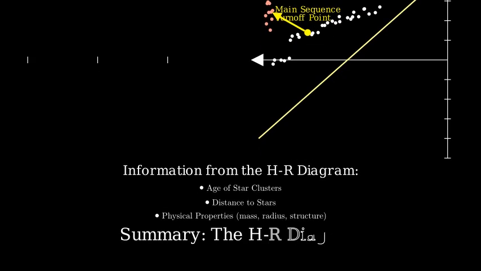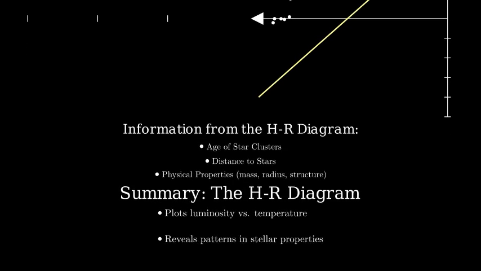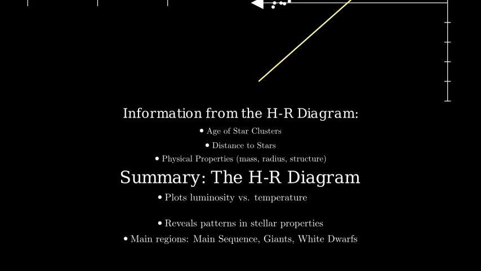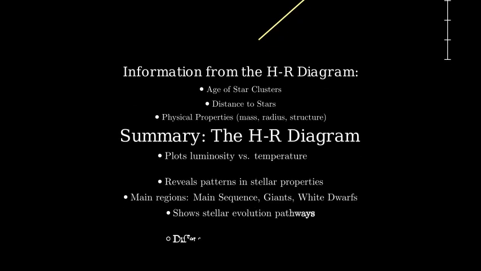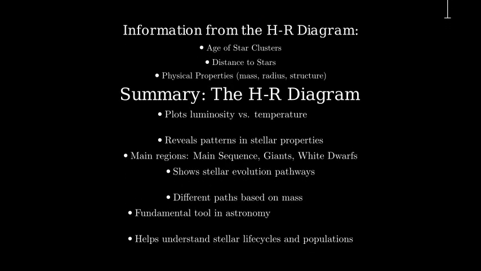Let's summarize what we've learned about the Hertzsprung-Russell diagram. It plots stars based on their luminosity and temperature, revealing important patterns in stellar properties and evolution. The main regions are the main sequence, where stars spend most of their lives, giants and supergiants in the upper right, and white dwarfs in the lower left. The diagram shows us not just what stars are like, but how they change over time, following different evolutionary paths based on their mass. It's one of the most important tools in astronomy, helping us understand the life cycles of stars and the structure of stellar populations throughout the universe.